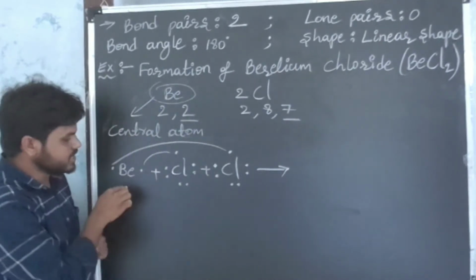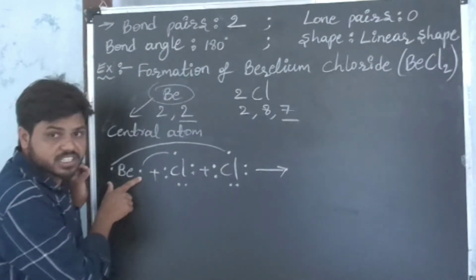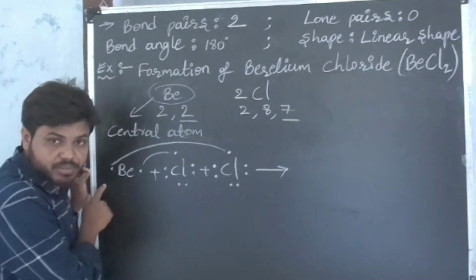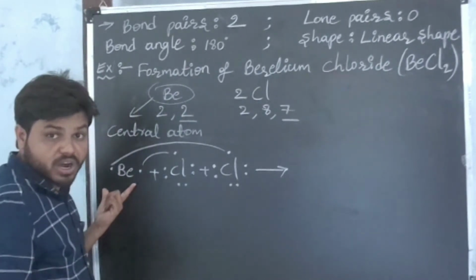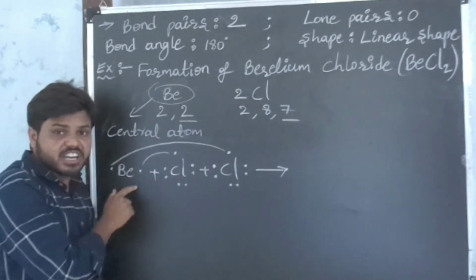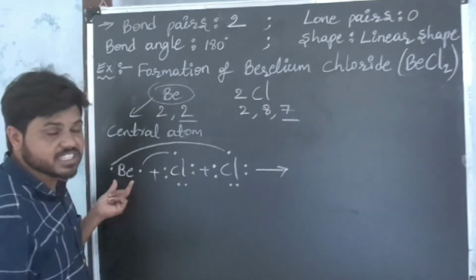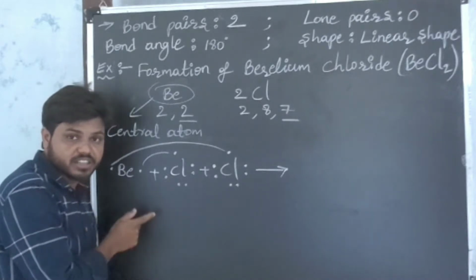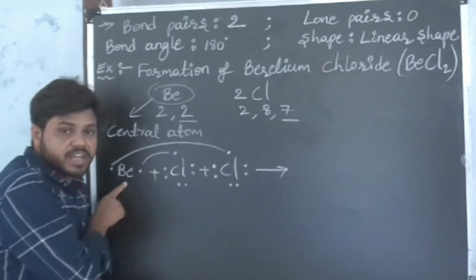See the beryllium valence shell. In the beryllium valence shell, only two electrons are there. These two electrons are participating in chemical bonding. It means these two electrons are bonded electrons. In the valence shell of beryllium, there are no unbonded electrons. It means lone pair electrons are not present in the beryllium atom.